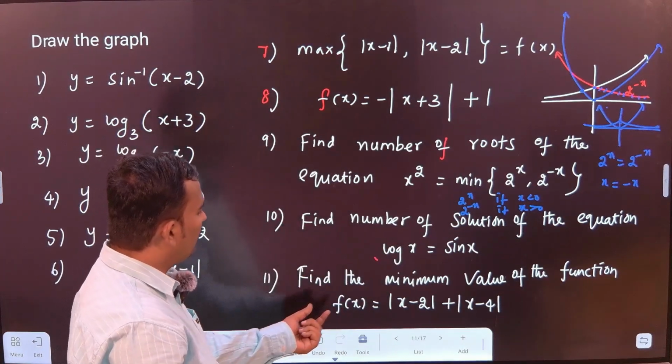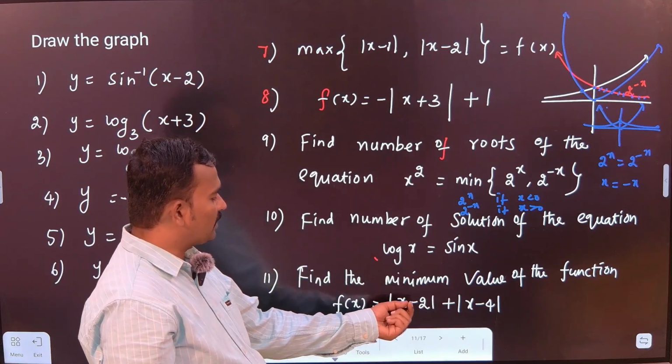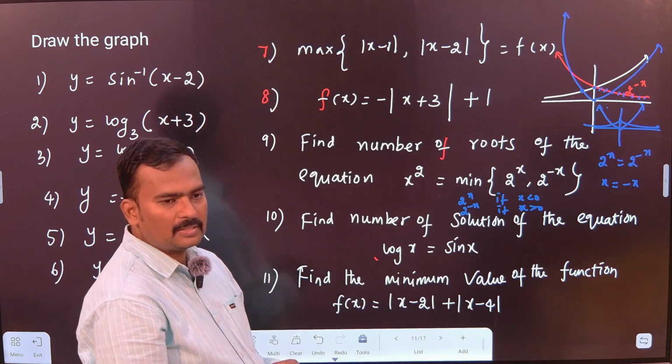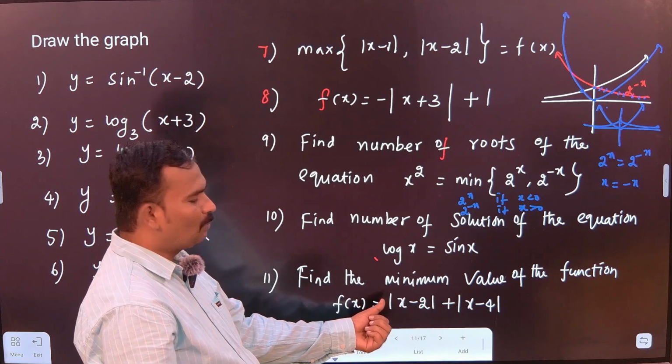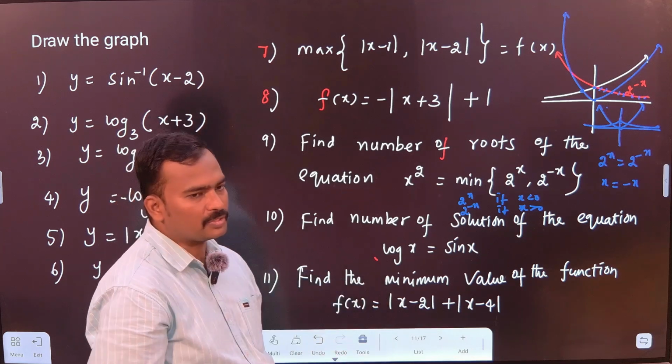And in the same way we already discussed in the modulus chart, you can draw the graph. The breaking points are x equal to 2 and x equal to 4, then you can break it. Then less than 2, 2 to 4 and more than 4, you have to break it and you can find the minimum value of the functions, right?